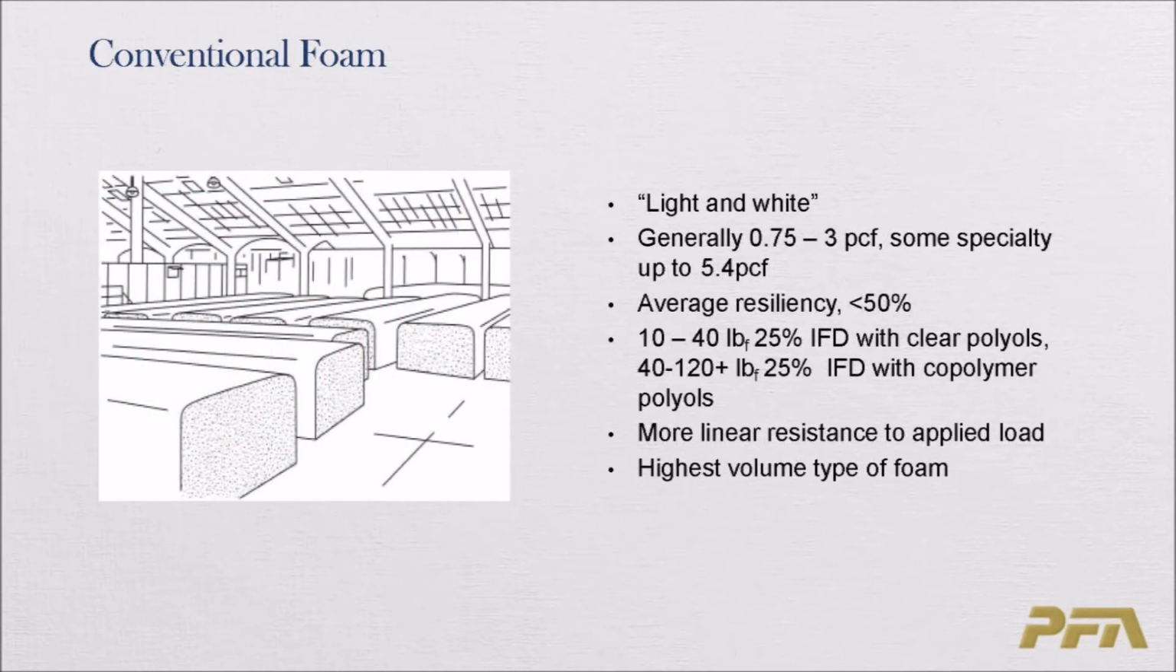Now, conventional foam is the last of the three that I'm going to mention because it doesn't have as many strong characteristics. It's most definitely the bread and butter of the three different types of foam, most common. The density can range as low as 0.75, possibly even lower, all the way up to 3. It can go higher as well. It doesn't necessarily have high resiliency. It doesn't have slow recovery like you see in viscoelastic foam. It can range from soft to firm for various applications. And it has a more linear resistance to applied loads than HR foam does, and as mentioned, highest volume type.